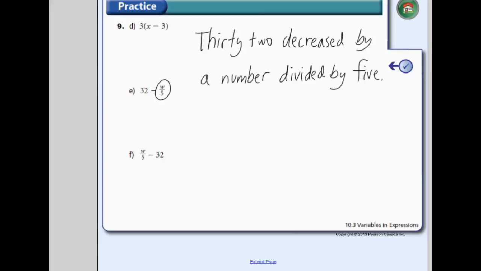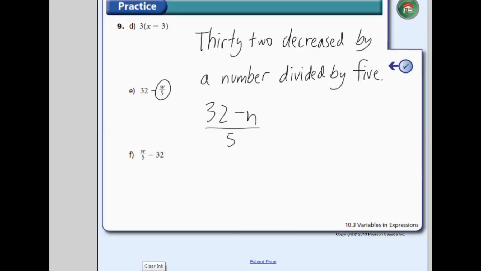Let's see if order of operations works here. 32 decreased by a number divided by 5. So one might think that I could do 32 decreased by a number first. So that would be 32 decreased by a number, divided by 5. You could think that maybe you're reading it like that.